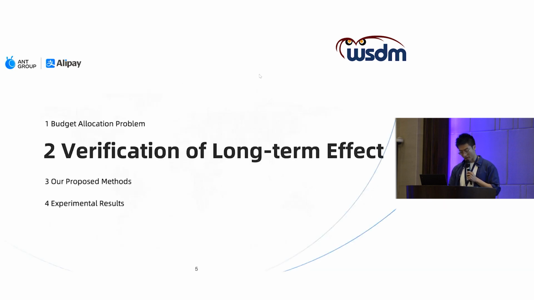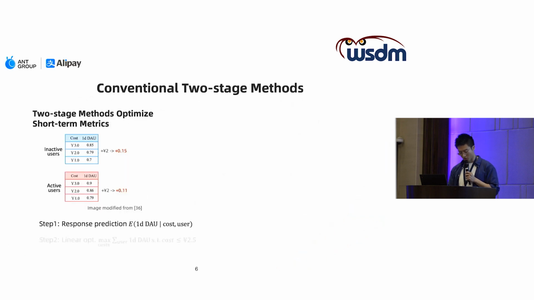We first conduct an experiment to verify the significance of studying the long-term effect in the budget allocation problem. To the best of our knowledge, this is the first rigorous empirical evidence confirming the necessity to study the long-term effect in budget allocation problems. So the conventional 2-stage method first builds a response prediction model to estimate some short-term metric under different coupon values, such as the user DAU in the coming day. This enables calculating the metric changes when spending more money on each user group.